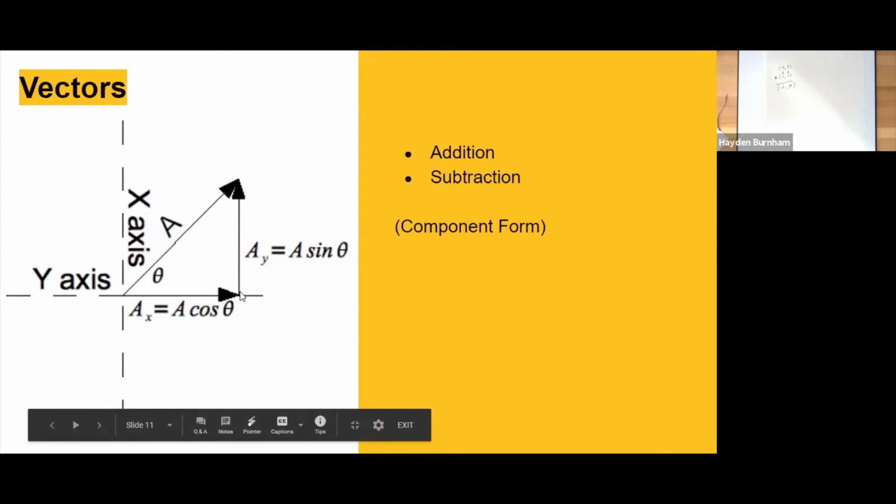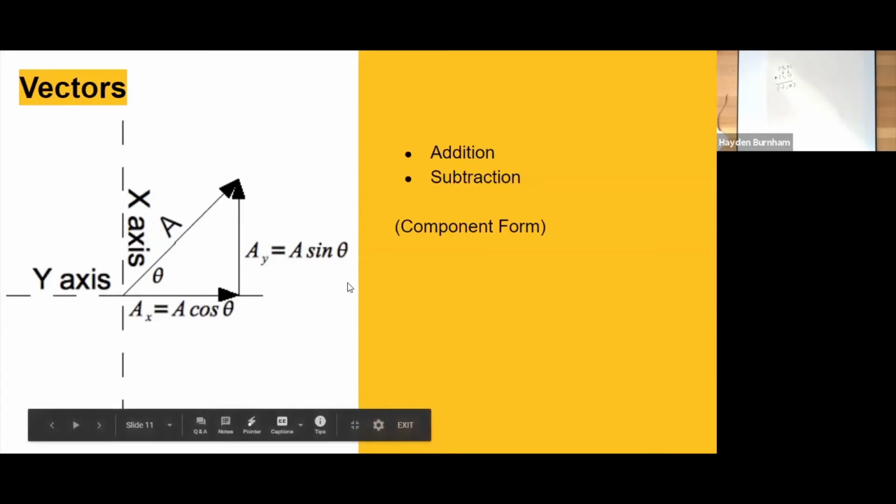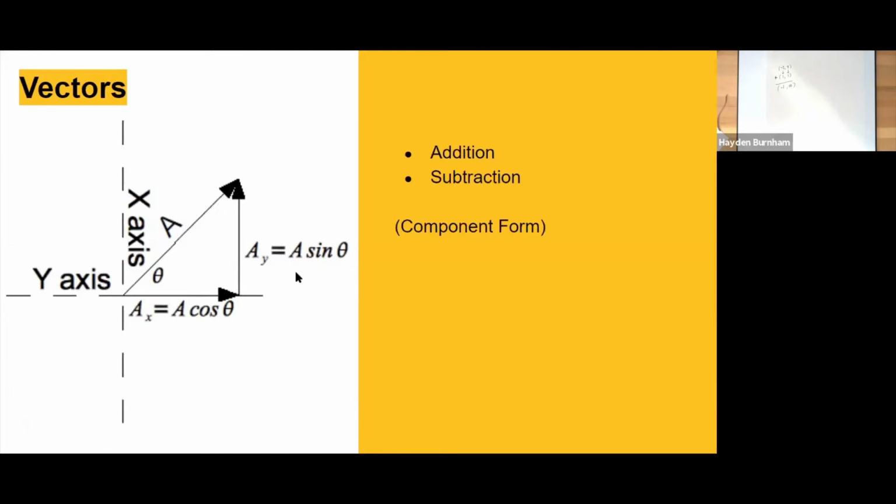But usually to solve a lot of problems, you need to know the x component and the y component. These two formulas up on the screen tell you how to get each piece of the component. You just take the magnitude, which in this case would be a, and for the y component, you do the sine. And for the x component, you do the cosine. That gives you each part separately.